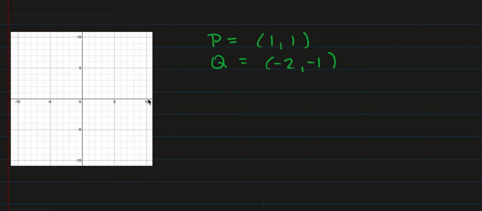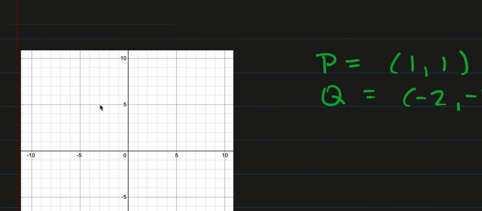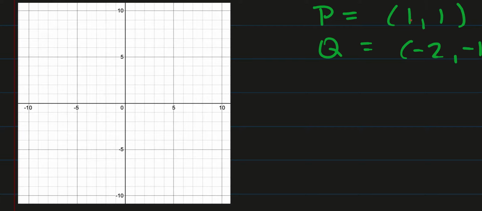Let's graph them over here. In fact, I'm going to zoom in so we can see the points really well. Okay, let's make dots for these 2 points. So (1, 1) would be right here. I'm going to put P here. And then Q is (-2, -1). From these 2 points, we can construct a line. So I'm just going to draw a line through them, and it's going to continue to go in that direction and this direction.